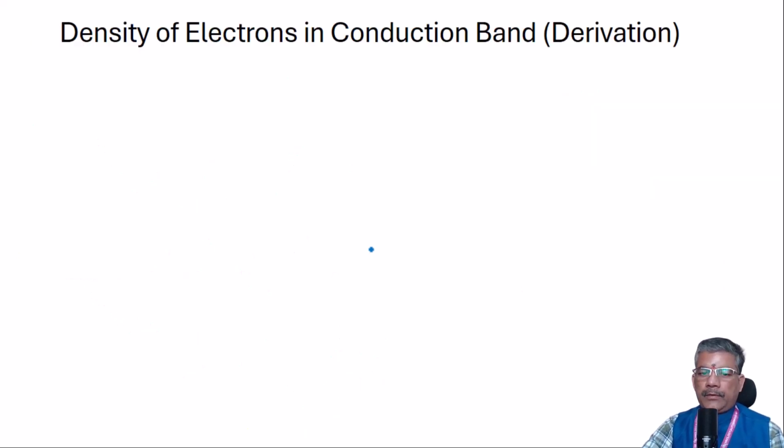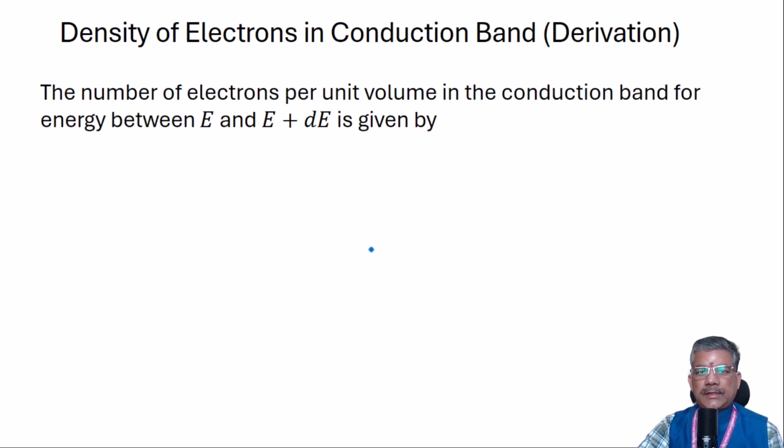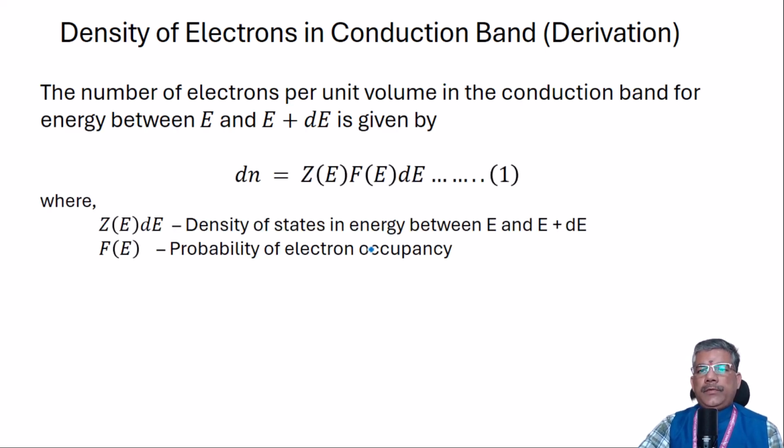Now we are going for our main topic, density of electrons in the conduction band. We are going to derive the number of electrons in the conduction band. So, the number of electrons per unit volume in the conduction band for energy between E and E plus dE is given by dN equal to Z(E) F(E) dE.